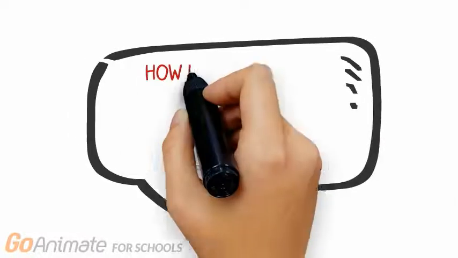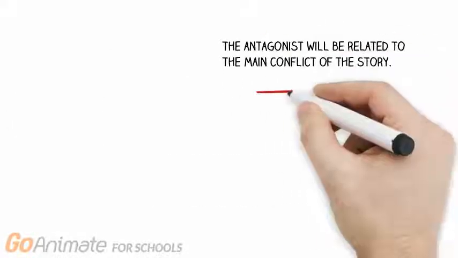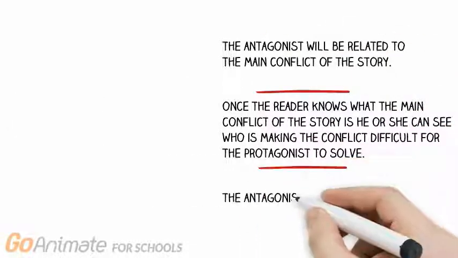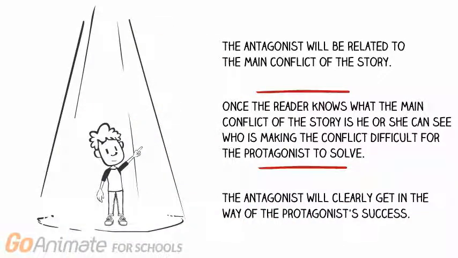How does a reader figure out who the antagonist is in a story? The antagonist will be related to the main conflict of the story. Once the reader knows what the main conflict of the story is, he or she can see who is making the conflict difficult for the protagonist to solve. The antagonist will clearly get in the way of the protagonist's success.